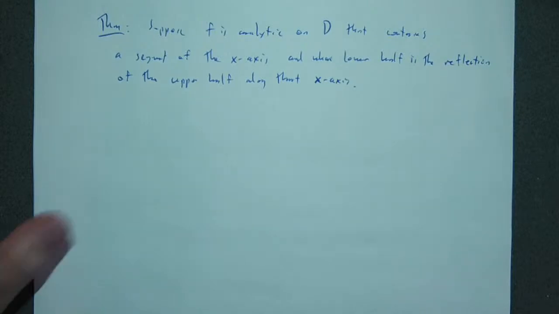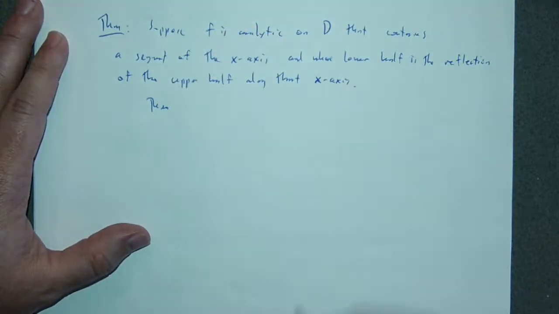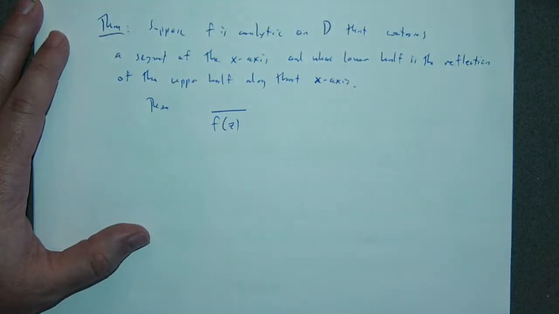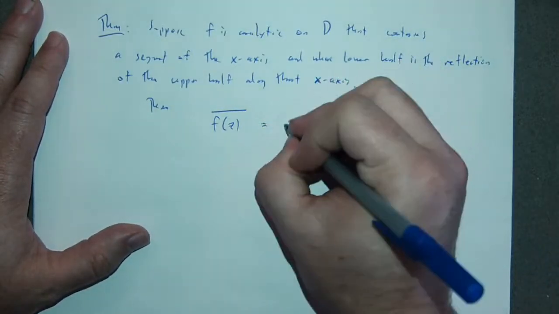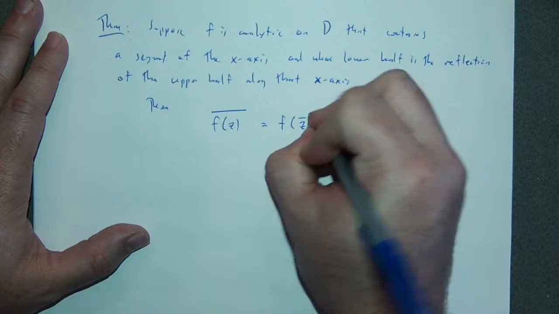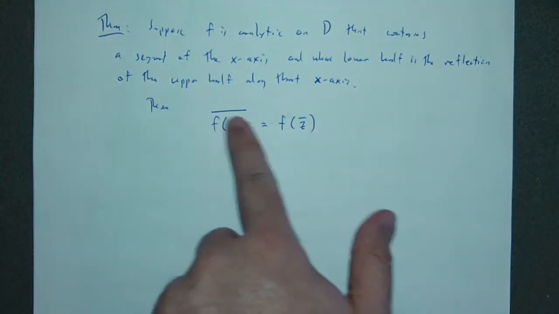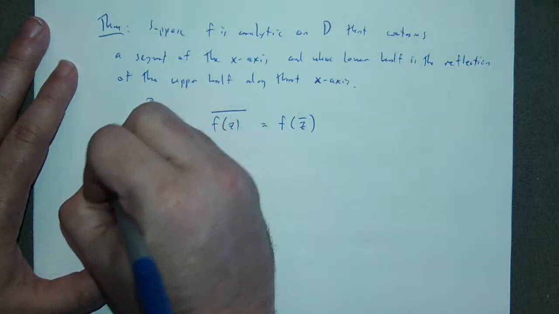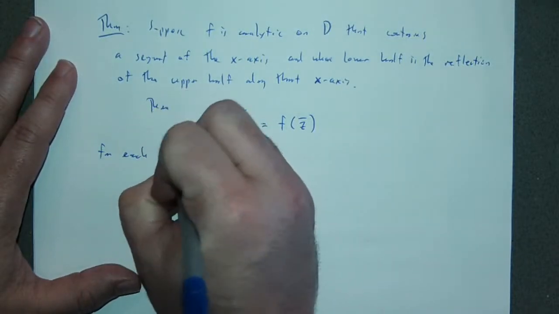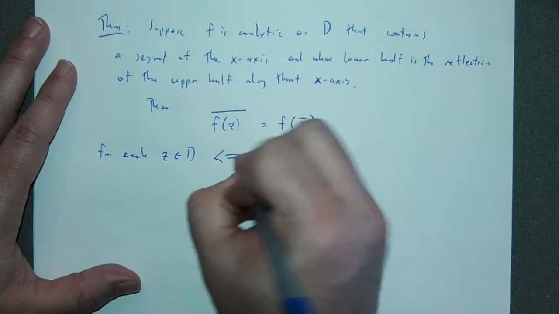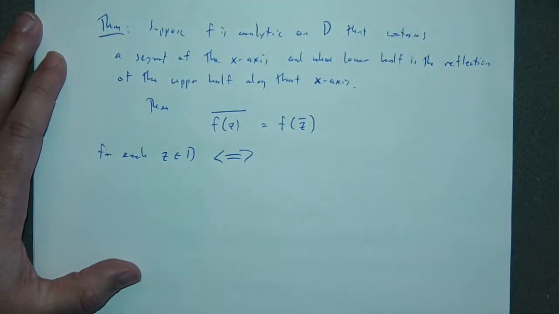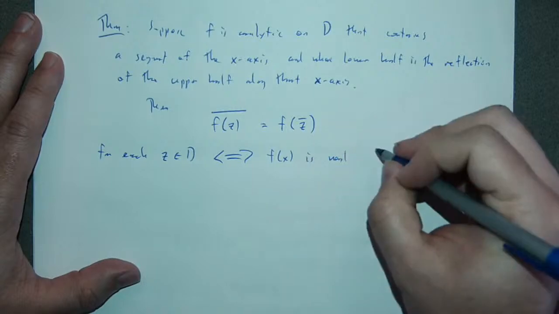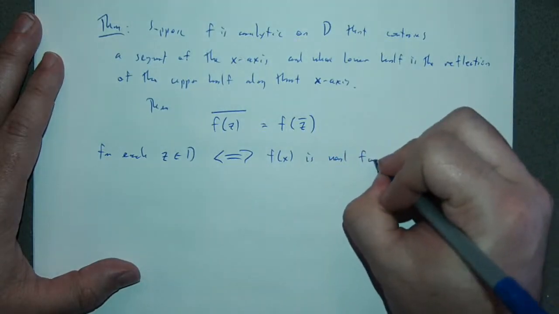And so then, if I look at the complex conjugate of f of z, this is equal to f of the complex conjugate of z. That is, I'm able to move this conjugation operation inside the function for each z in D, if and only if f of x is real for each point x on the segment.